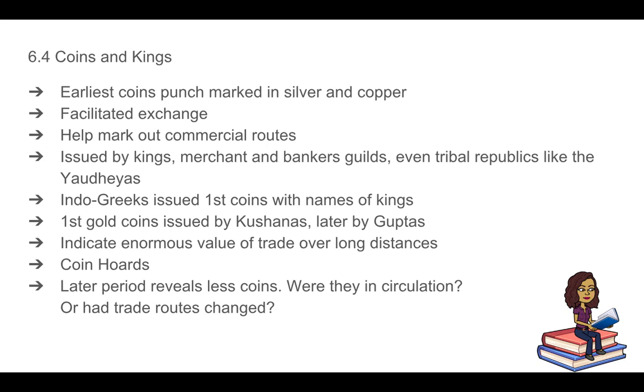But as we move further in this period, we see that by the 5th and the 6th century CE, we find fewer coins. Now, what does that mean? Does that mean that empires were in decline and they didn't have enough money to mint gold? They didn't have enough gold sources to mint gold coins?